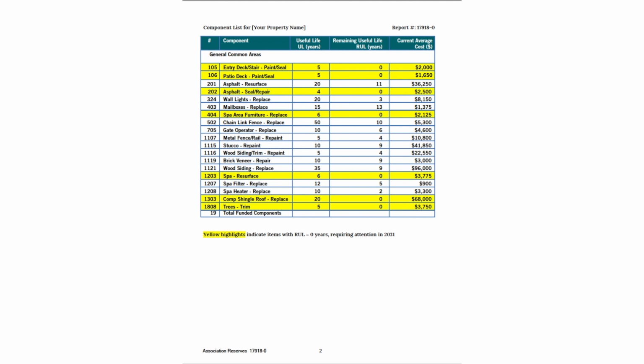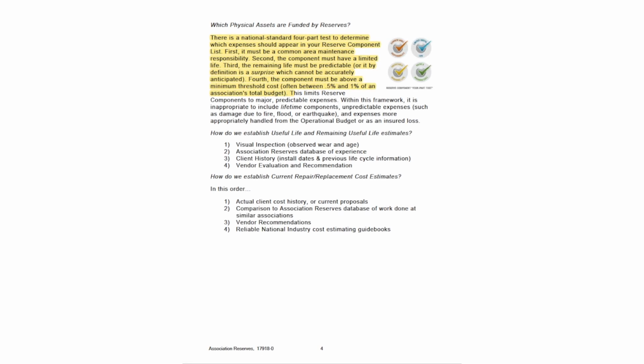Let's take a look at the next page. This will show the component list for your property. Your reserve study will include the reserve components that pass the National Reserve Study Standards 4-part test, as shown here.